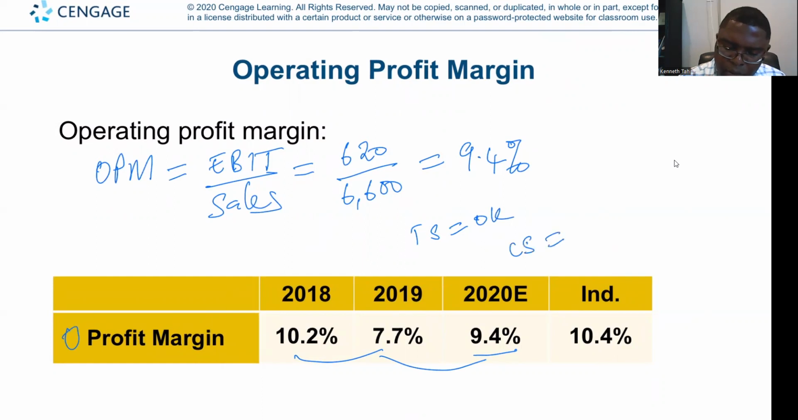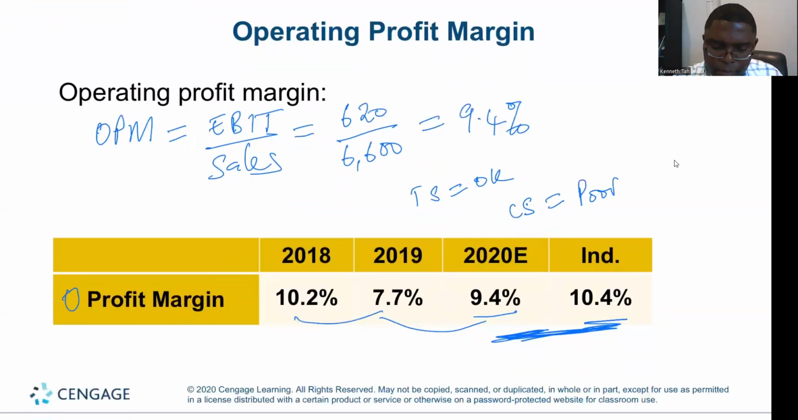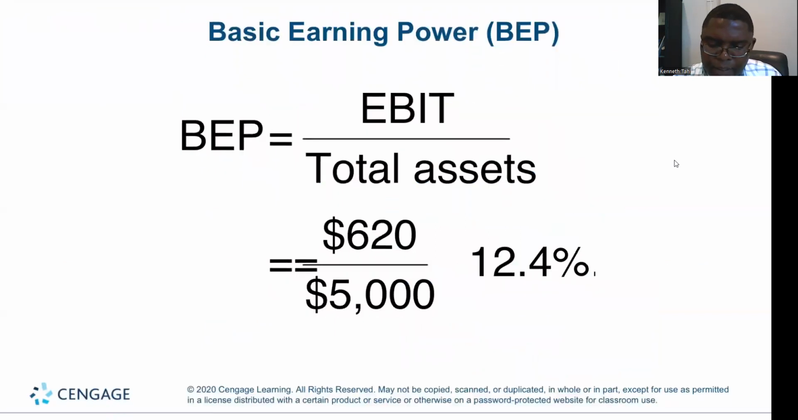But as far as cross-sectional analysis is concerned, where we are comparing the company's performance against industrial average, we can see that the company is below industrial average. So here we can say the company is performing poorly. All right. The next profitability ratio that we want to calculate is what we call the basic earning power.